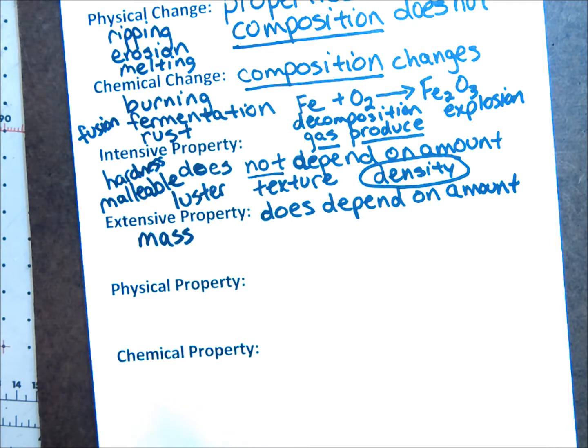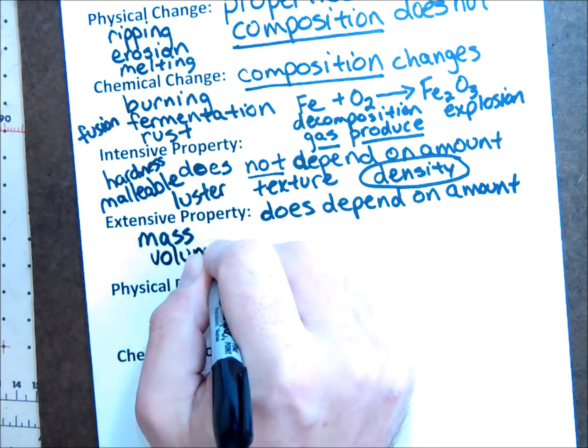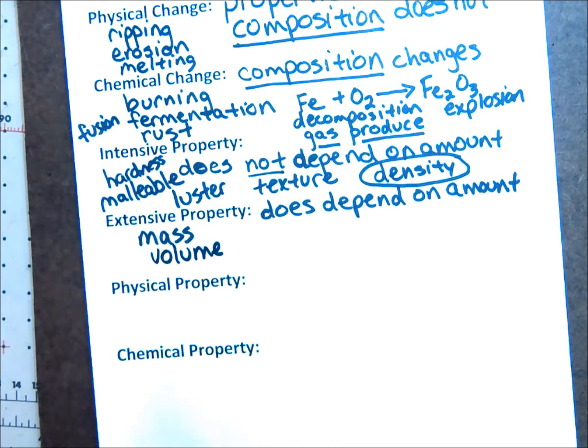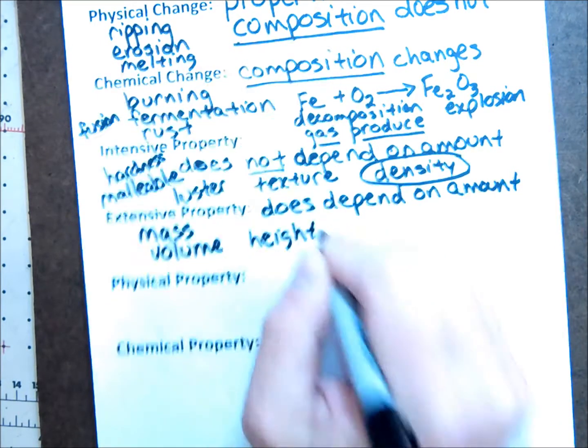Yes, sir? So since you said the mass is different than weight, could we put weight as another example? No, we're going to keep them as the same right now. What's another example of, go ahead. Volume. How much space I take up. Yep. Mass and volume are different.